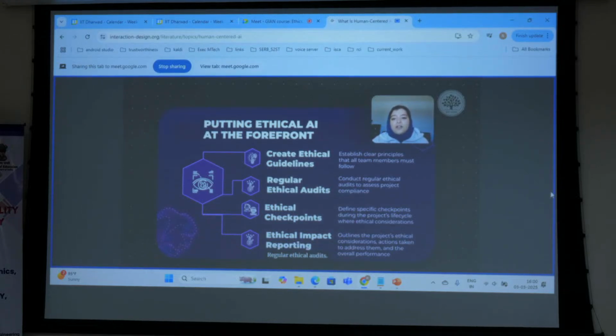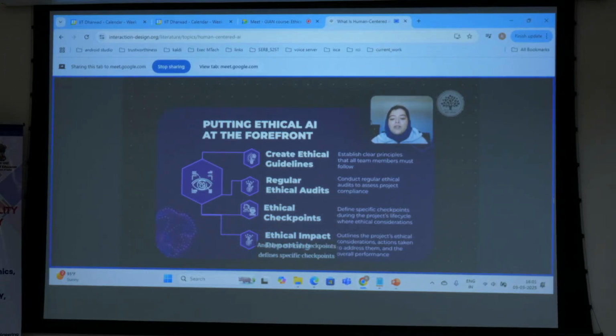Regular ethical audits: conducting audits to assess project compliance. Did this go the way I wanted it to? Was this outcome something that I thought was going to happen? What is the metric that I'm trying to meet here? And then ethical checkpoints: define specific checkpoints during the project's lifecycle, making sure that you're considering the ethicality, if you will, of the project.